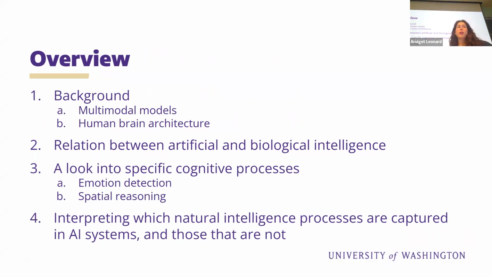Then I want to dive in a little bit about the relationship between these two things, looking at relations between artificial and biological intelligence. And then I'm going to talk about looking into specific cognitive processes between multimodal models and humans, specifically emotion detection and spatial reasoning. And then I'm going to go into how we can use these tasks and different cognitive processes to better interpret what is happening in multimodal models and what may not be there yet, and how that can relate to human cognition.